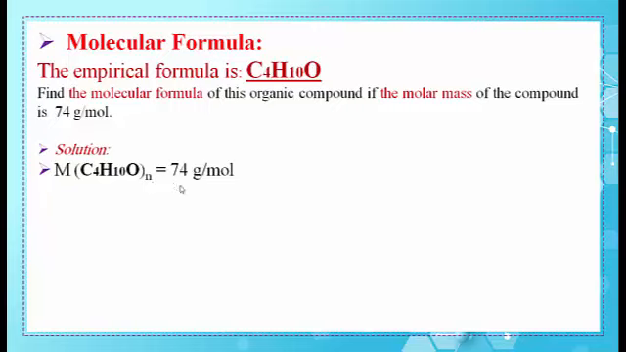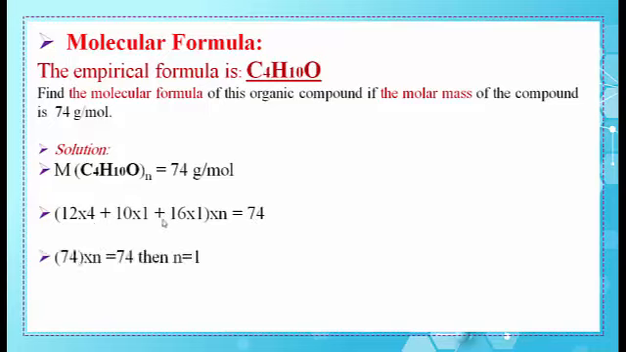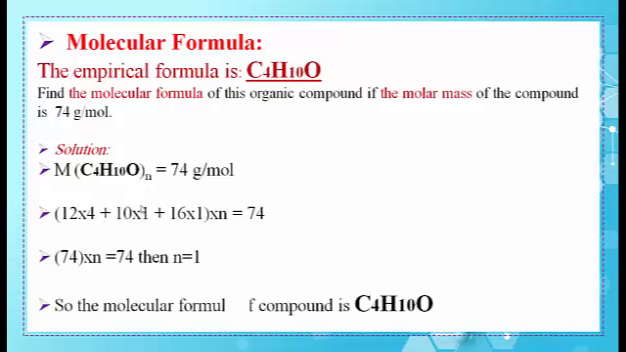The molar mass of this compound is equal to 74 grams per mole. Then 12 times 4, the molar mass of carbon times 4, plus 10 times 1, plus 16 times 1, times N is equal to 74. If we add these, then we get that 74 times N is equal to 74, then N is equal to 1. We write here 1 instead of N, then we get that the molecular formula of this compound is C4H10O.